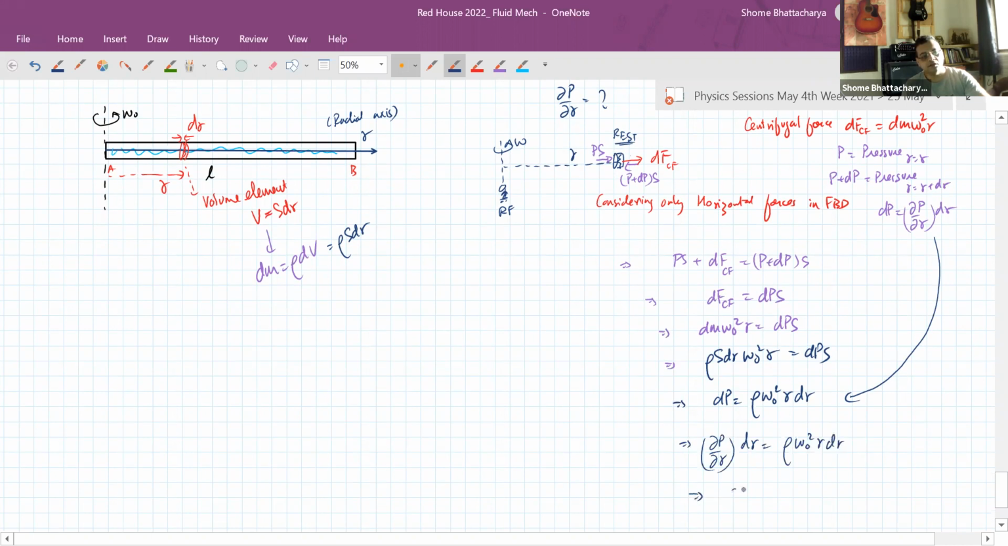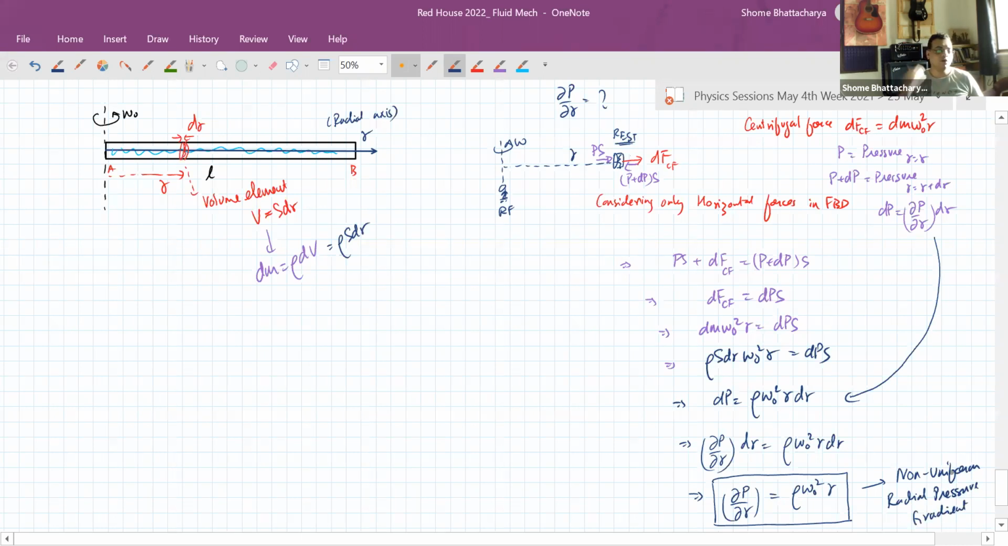So the radial pressure gradient, unlike the vertical and horizontal pressure gradients in accelerated tanks, is positive and it is variable. It's proportional to r. So that means pressure increases non-linearly with respect to the radial distance. So when we calculate the pressure difference between the two points, let's say A and B above, we have to use integration now. We can't just directly say that delta P by delta x is equal to a uniform gradient. So we have a non-uniform radial pressure gradient. That will tell us that the pressure increases with the radial axis non-linearly.